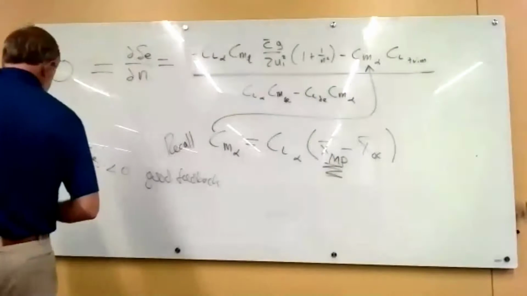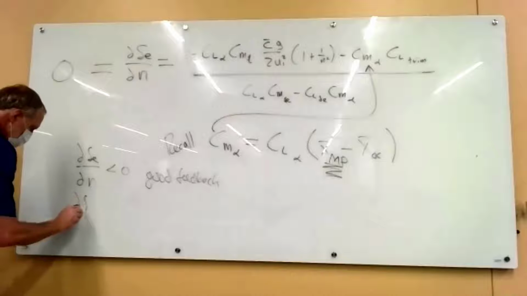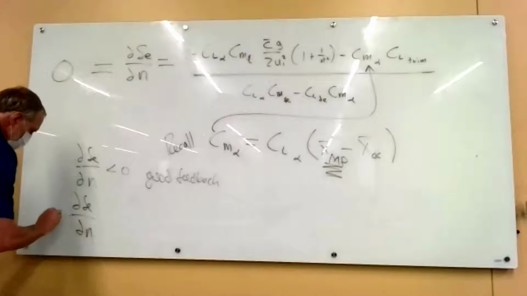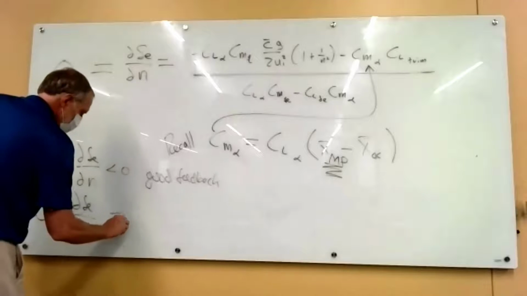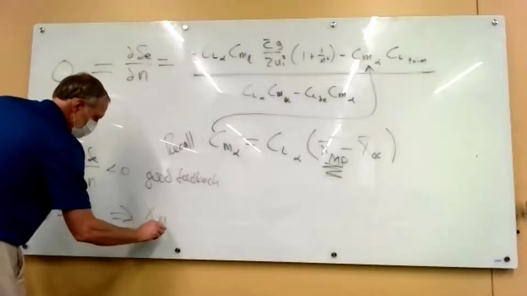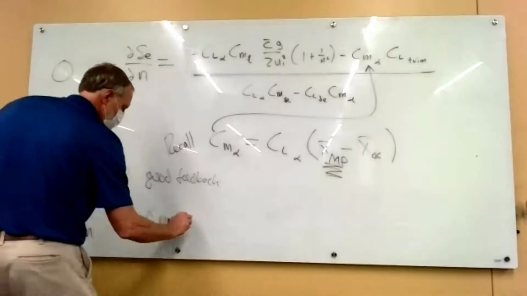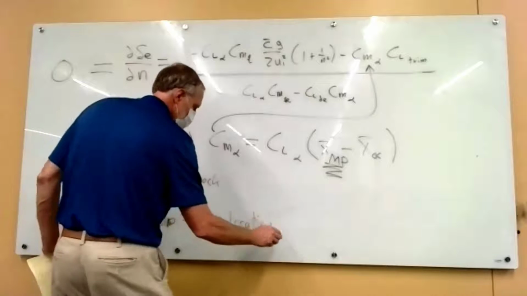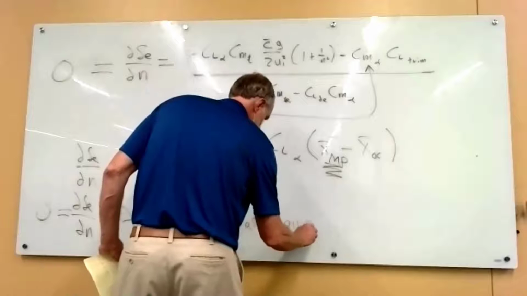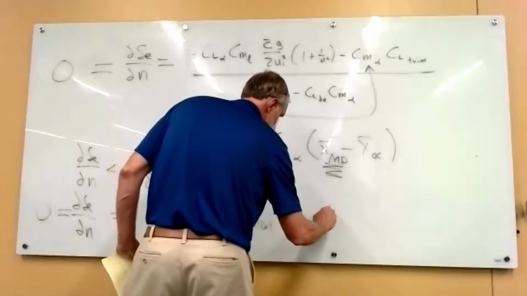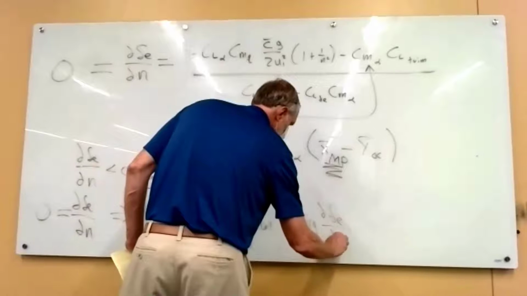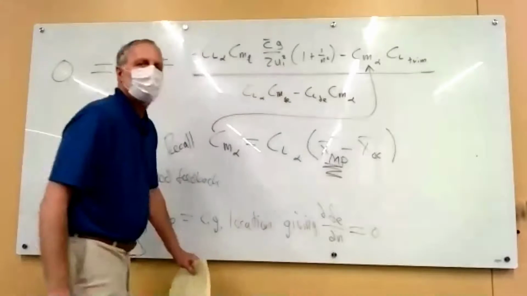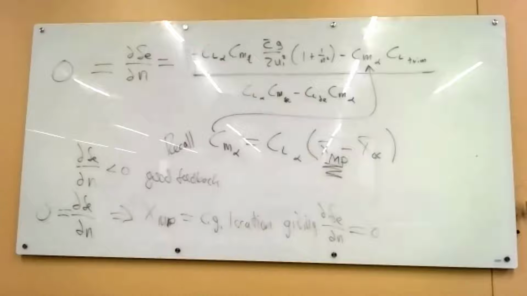Well, let's put it below here. So that's good feedback. When this is 0, we get the maneuver point, which is a CG location, giving the derivative of elevator with respect to G equals 0. So you get no feedback. And if you get further beyond that point, then you get the wrong feedback.